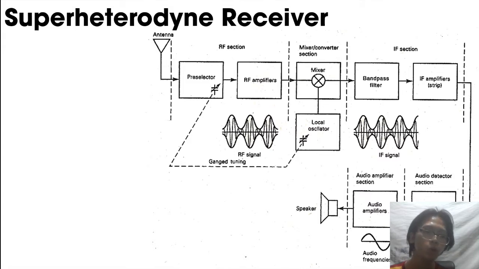In this video, we will be discussing the various types or various sections of a superheterodyne receiver. First, we have the RF section, and it consists of a pre-selector stage and then an RF amplifier stage. A pre-selector is a broad-tuned bandpass filter that has an adjustable center frequency that is tuned to the desired carrier frequency. What it does is that it provides an initial band limiting.